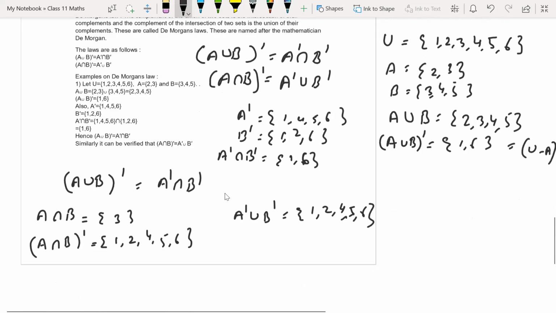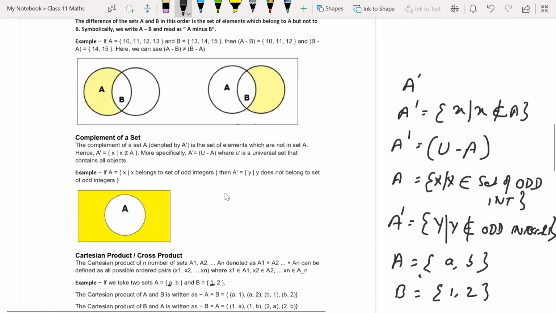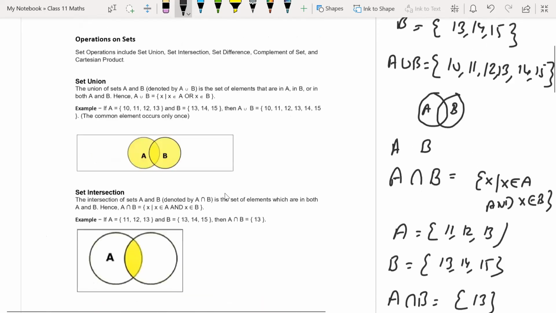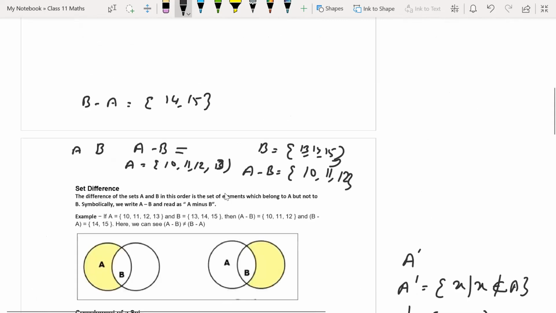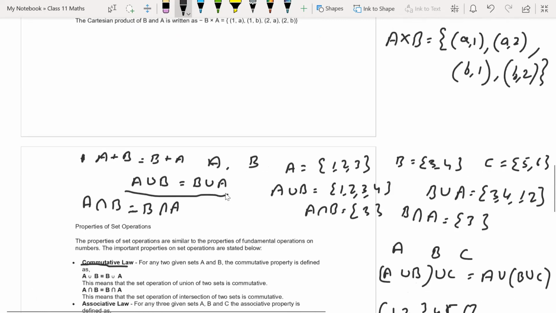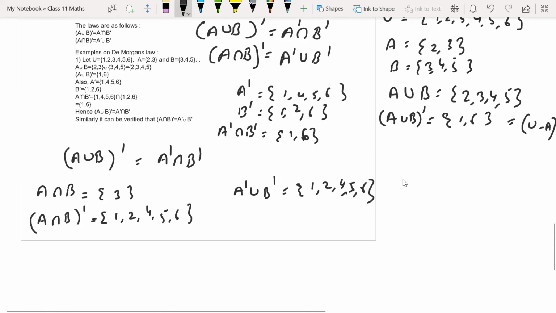I hope you understand this chapter very well, that is, the operations on sets and properties of operations on sets. In the next section, we will solve all of the examples of chapter 1.